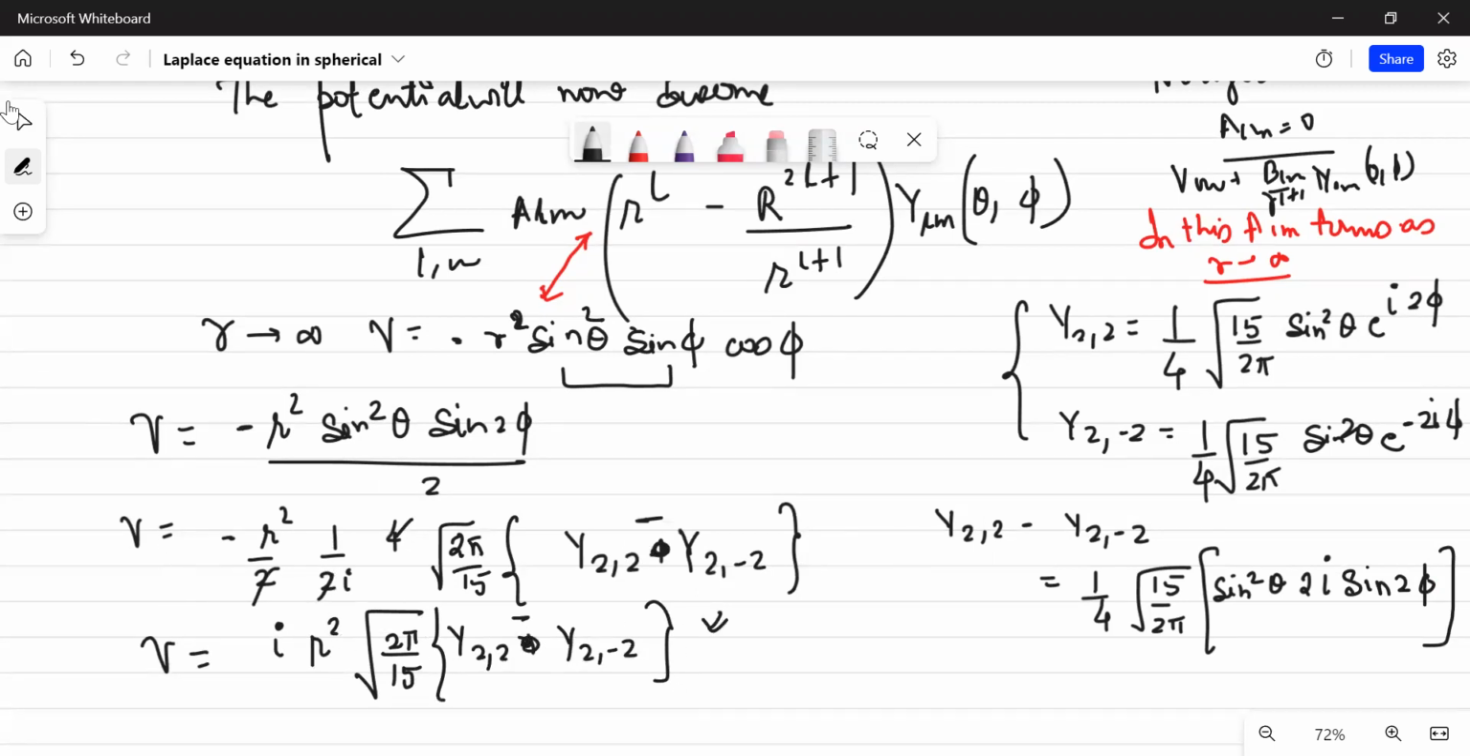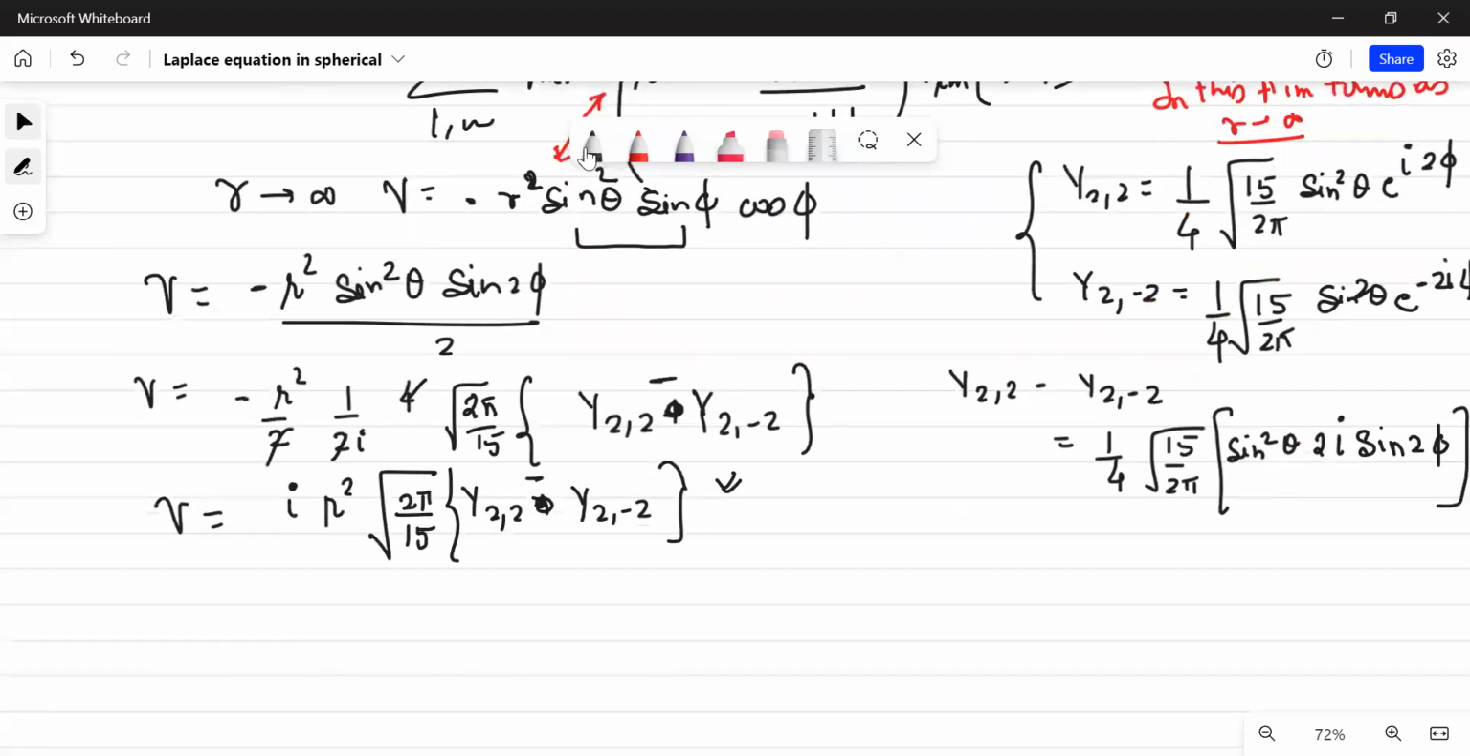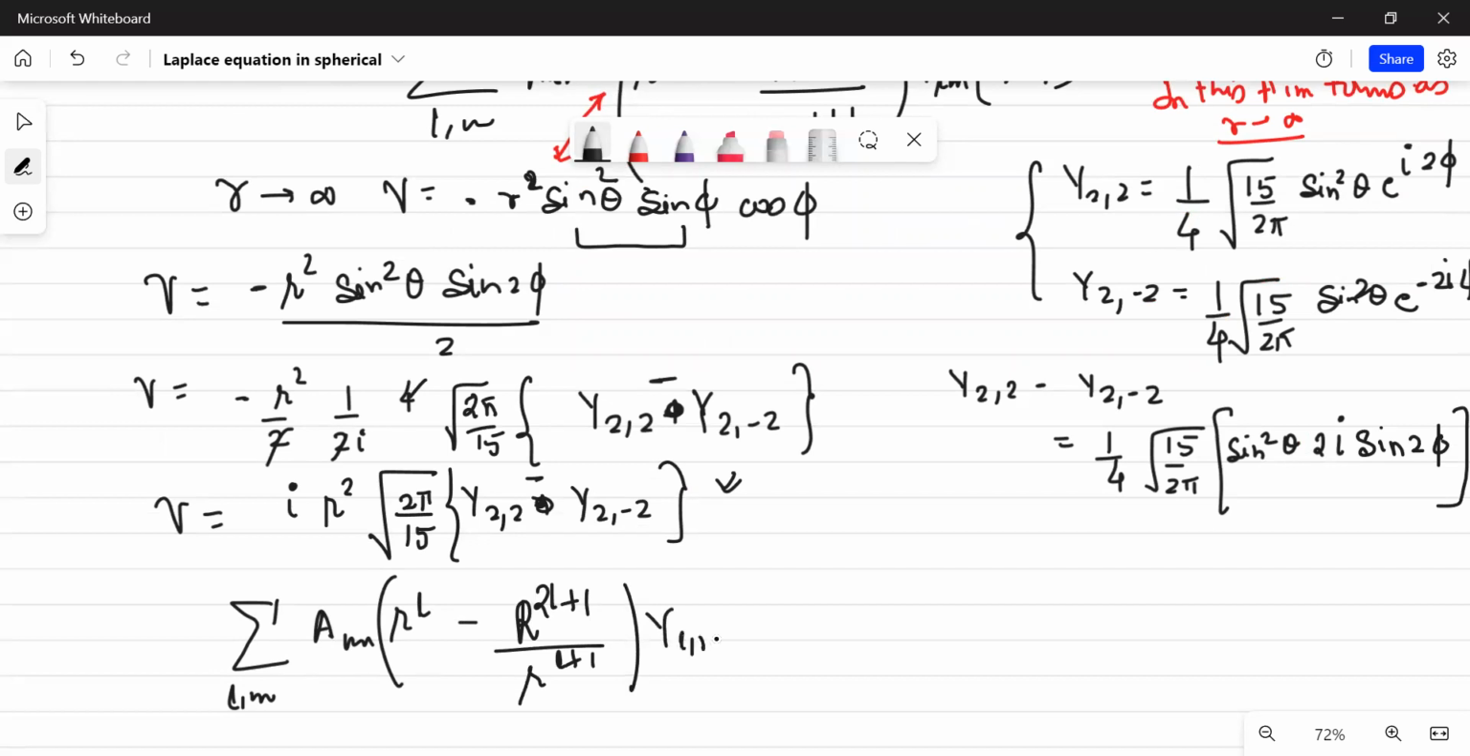Now, as r tends to infinity, you know that my potential in general for the conducting sphere is given by A_LM r raised to power L minus (2L plus 1) divided by r to the power L plus 1, and I had this Y_LM theta comma phi. So this is the potential of a sphere which is kept in a potential which lacks the azimuthal symmetry. And if I take r tends to infinity, this term would go to 0. Forget about this term. And the only term that survives is this.